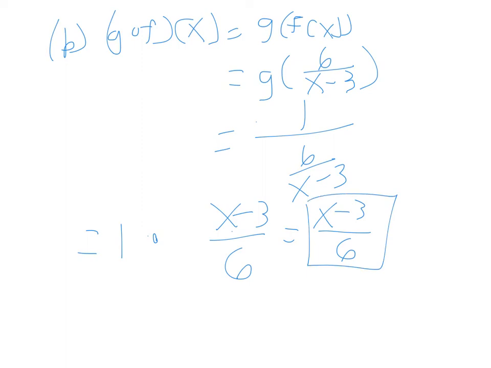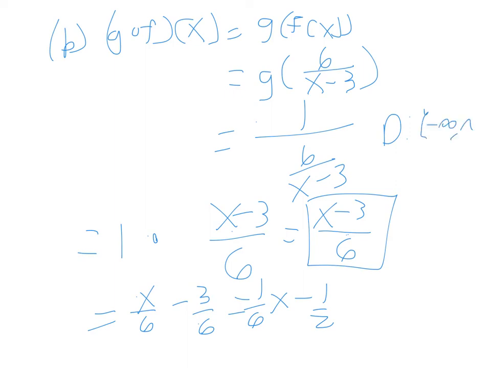And now just so you know, you may recognize this if you split into separate fractions, x over 6 minus 3 over 6. Since we're dividing x by 6, that'd be 1 over 6 times x minus 3 over 6, which is 1/2. You might recognize that as a linear equation. And we know the domain for any linear equation is just the set of all real numbers. So it'd be the set of all numbers from negative infinity to positive infinity.